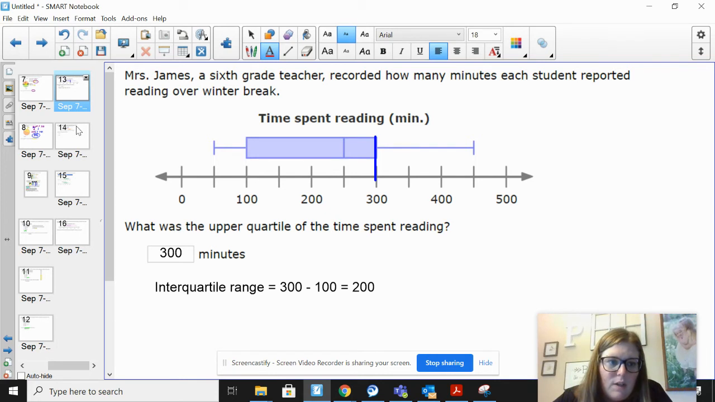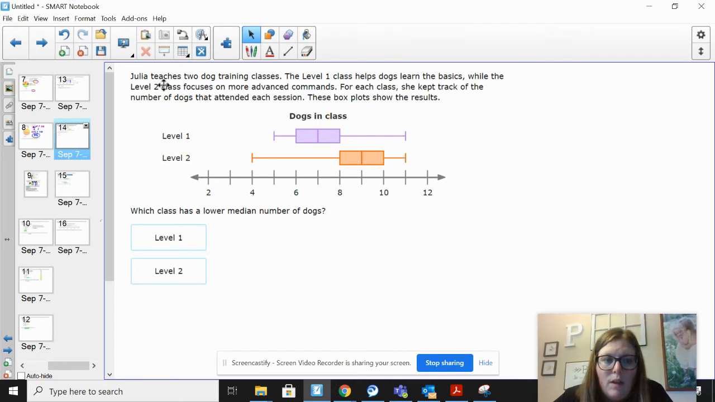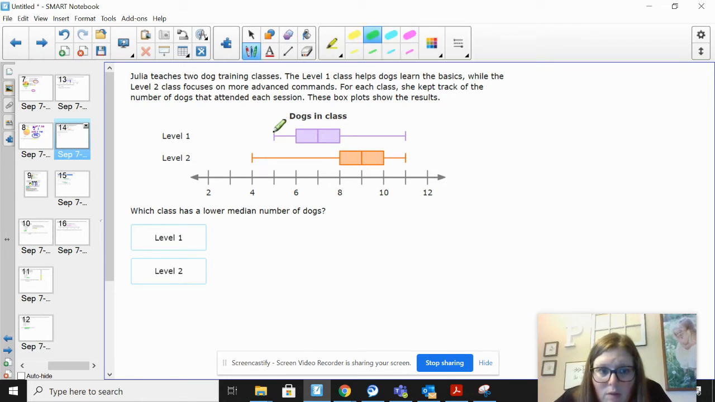Let's look at our next one here. So here it says Julia teaches 2 dog training classes. The level 1 class helps dogs learn the basics, while level 2 focuses on more advanced commands. For each class, she kept track of the number of dogs that attended each session. These box plots show the results. Okay, so if we look down here, we have level 1 in purple, this box and whisker plot. Level 2, this box and whisker plot.